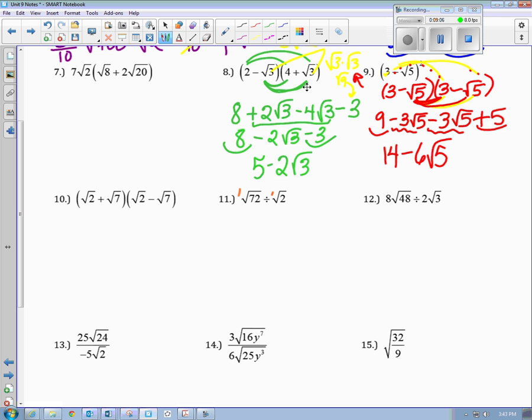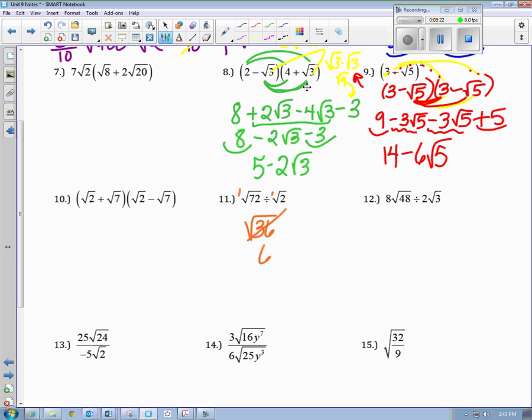So I'm dividing 72 by 2, which gives me 36. 72 and 2 are both under the radical, so 36 is under the radical as well. The square root of 36 is 6. Final answer on that one is a 6.